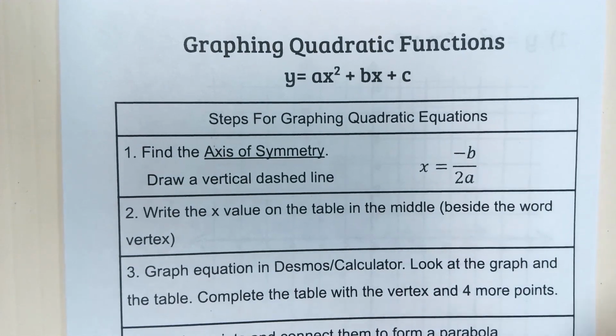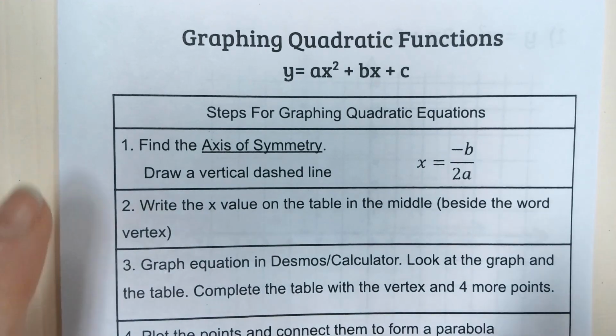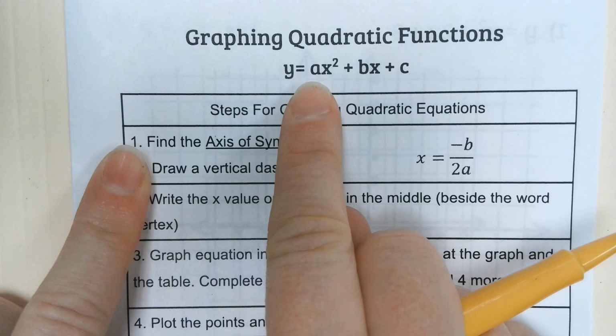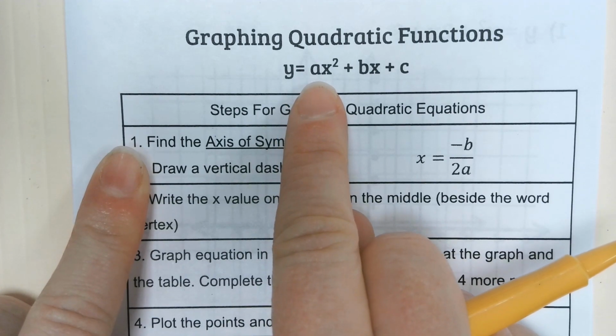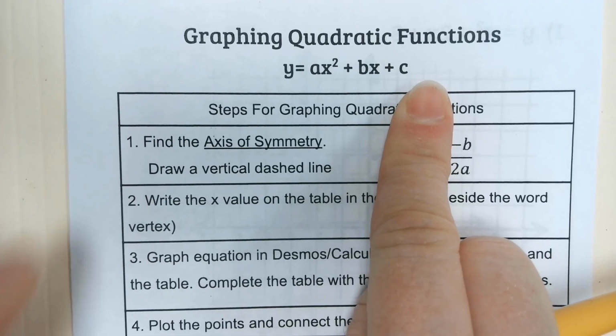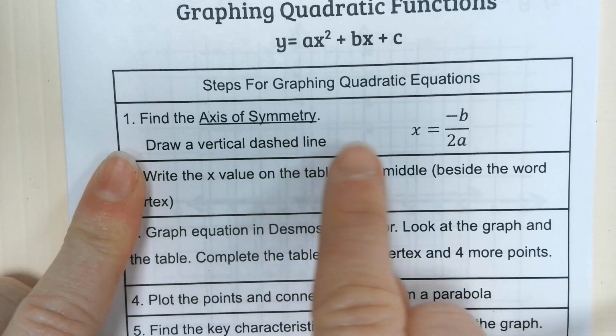We are going to talk about how to graph a quadratic function now. So here are your steps. Number one, find the axis of symmetry. Do y'all recognize this? y equals ax squared plus bx plus c. That's our trinomial. So we are going to use this trinomial and find the axis of symmetry.